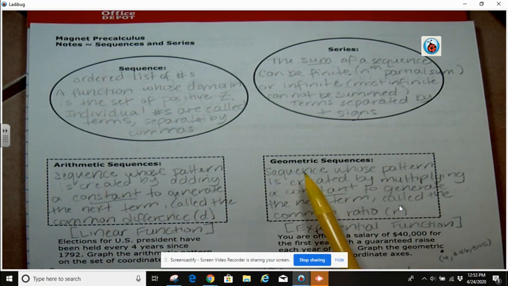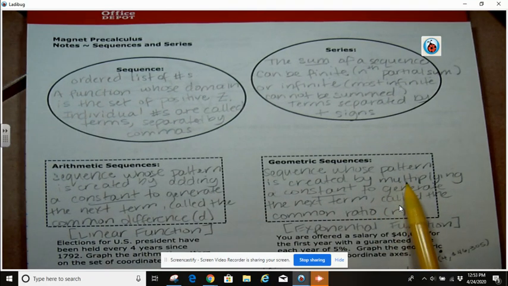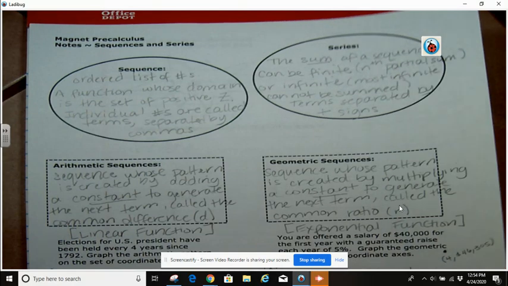It's also important with a geometric pattern that the common ratio is what you are multiplying each time, not what you're dividing by each time. If you think of it in terms of something you're dividing by, then it's the same as multiplying by that reciprocal. The common ratio has to be what you would multiply by. It cannot be what you would divide by.